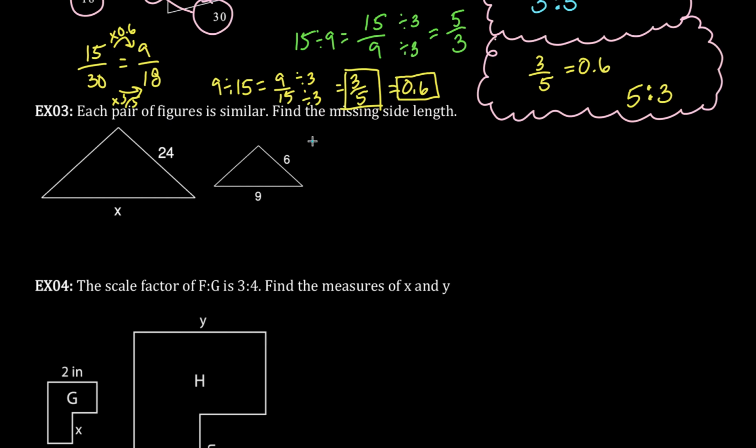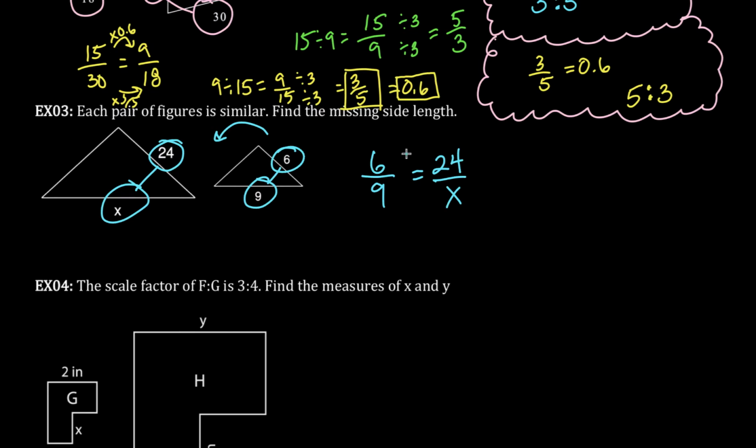So for example, we have 6 and 9 and 24 and x. We know that they're similar. So 6 and 9, this time I'm going to go this way, right? It doesn't matter. You can do the other way also. The 6 to 9 is proportional to 24 to x. This is 24 divided by 6 is 4. I'll write that right here. 24 divided by 6 is 4. So times 4, times 4. We get, well, 9 times 4 is 36.